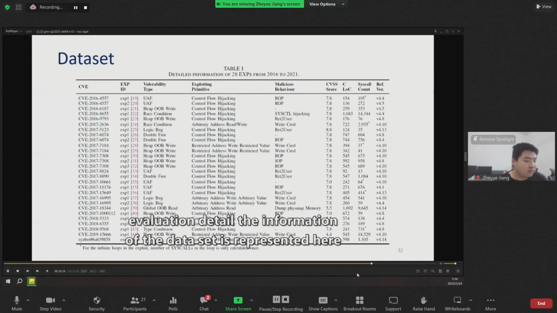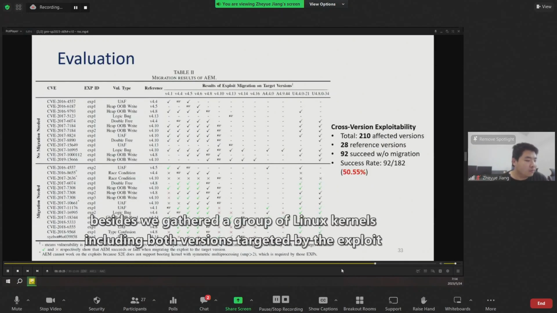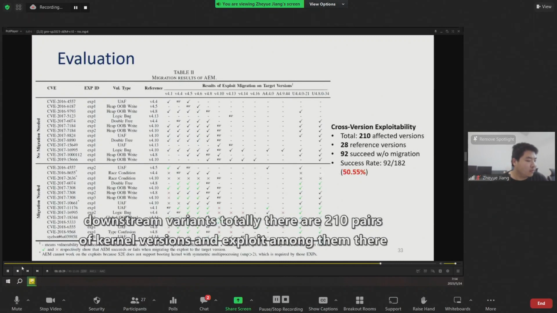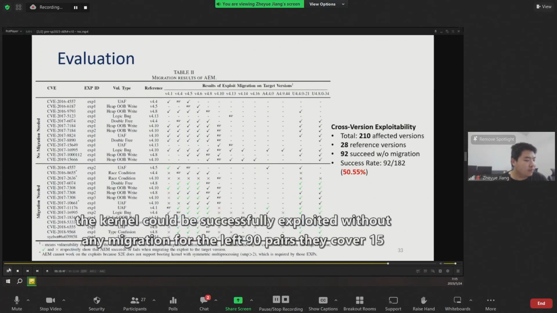Detailed information of the dataset is represented here. Besides, we gathered a group of Linux kernels, including both versions targeted by the exploits and versions reported as affected by the vulnerability. That consists of both mainstream versions and downstream variants. Totally, there are 210 pairs of Linux kernel versions and exploits. Among them, there are 28 reference pairs where the kernel version is targeted by the original exploit, and for 92 pairs, the kernel should be successfully exploited without any migration.